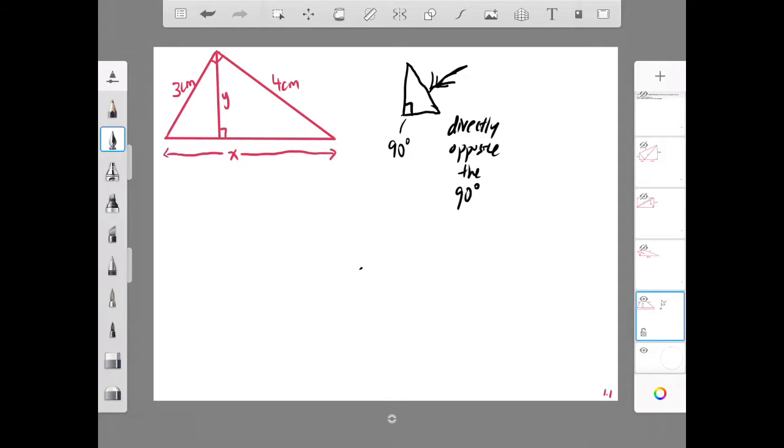What about this? This will be the hypotenuse. So the side that is directly opposite the 90 degrees. Okay, so that's the first thing on how to identify the hypotenuse. The next part is about the formula. The formula is given by a square equals b square plus c square.